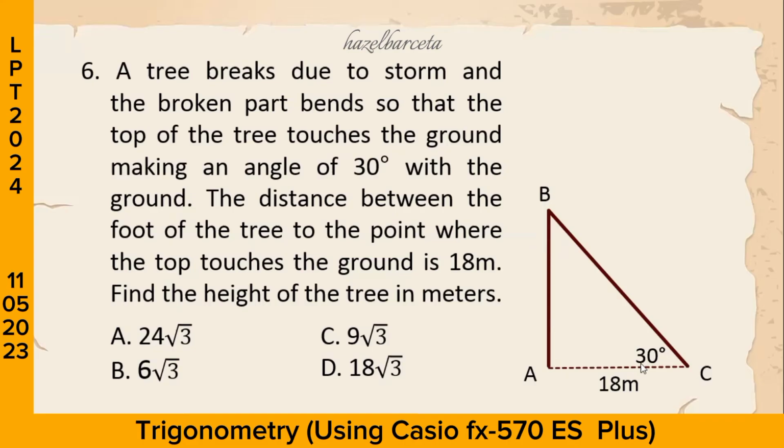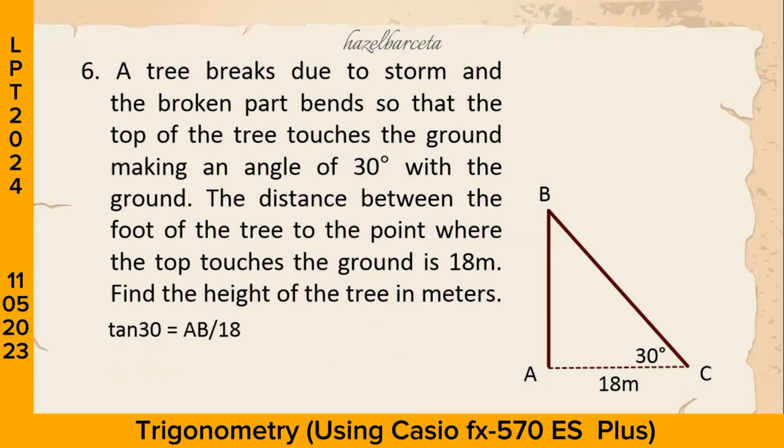Given the angle and we have the adjacent side, paano po, anong function po para makuha natin si AB? It is opposite and adjacent. OA, so TOA. Okay? Tangent 30 is equal to AB over 18. So, AB is equal to 18 tangent 30. How about BC? Hypotenuse and adjacent.